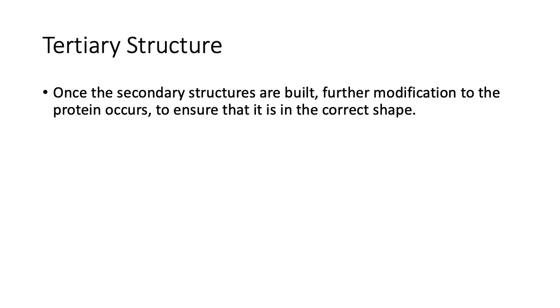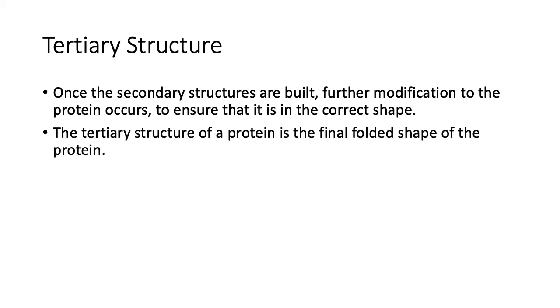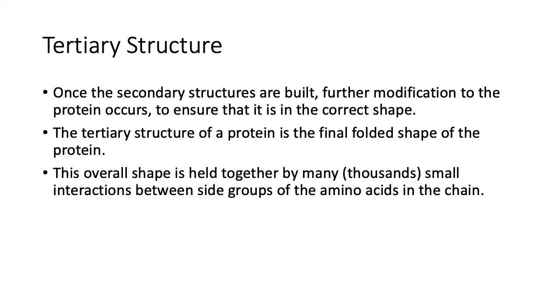Once the secondary structures are built, that's the alpha helices and the beta pleated sheets, further modification to the proteins can occur to ensure that it is the correct shape, because remember, it is all about the shape. The tertiary structure of a protein is the final folded shape of the protein. This overall shape is held together by many, i.e. thousands, of small interactions between side groups of amino acids in the chain.